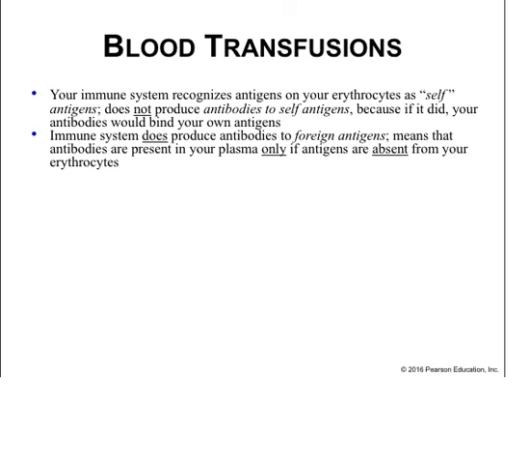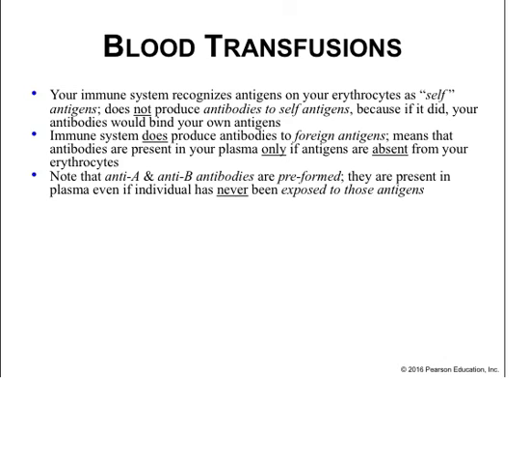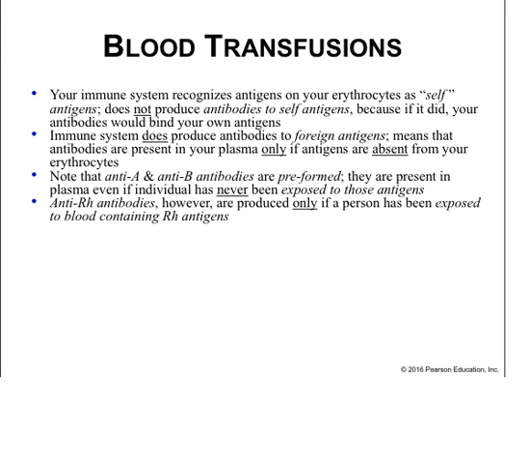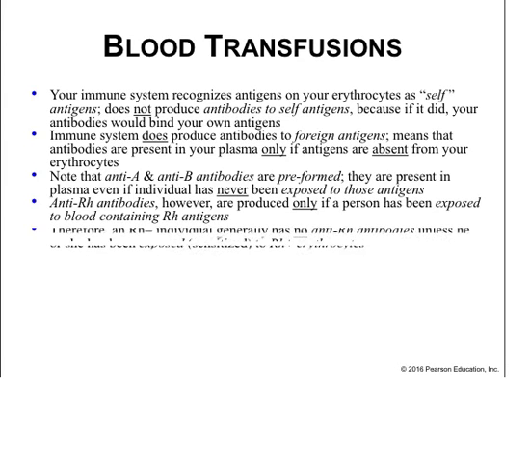The immune system does produce antibodies against foreign antigens, and this means that antibodies are present in your plasma only if the antigens are absent from your erythrocytes. Note that anti-A and anti-B antibodies are preformed. They are present in the plasma even if the individual's never been exposed to those antigens, while anti-Rh antibodies are only going to be present in an Rh-negative individual who's been exposed to Rh antigen. As a result, an Rh-negative individual who's never been exposed to the antigen will have no anti-Rh antibodies.